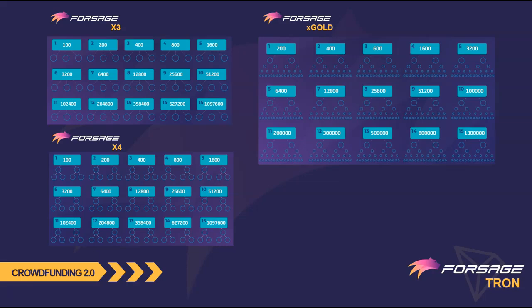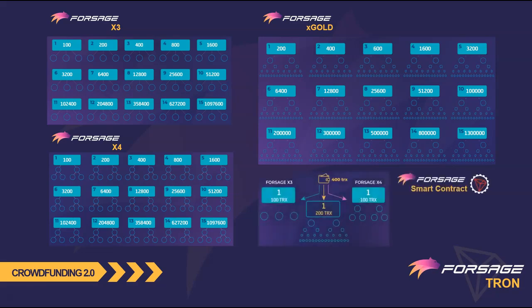First, you will notice 15 slots, as Forsage calls them, in each of the programs with a specific amount of Tron associated with each slot. This ranges from 100 Tron to about 1.1 million Tron in the X3 and X4 programs, and 200 Tron to 1.3 million Tron in X Gold.